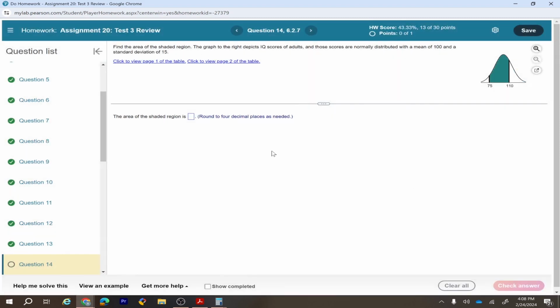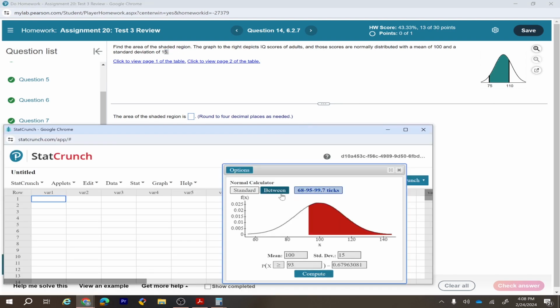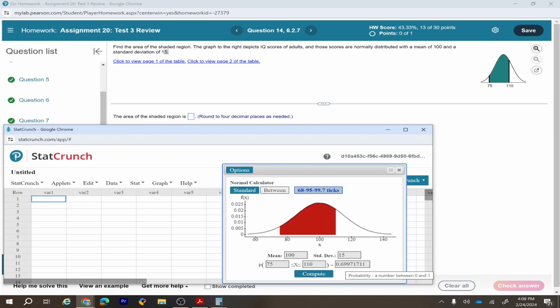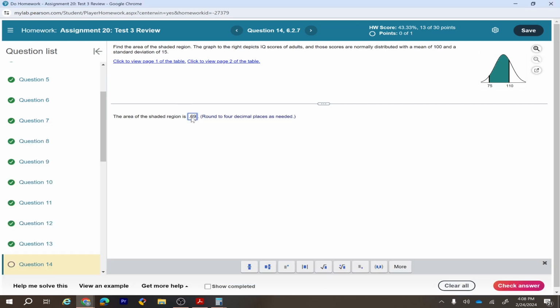We would like to find out, for this IQ test, the area from 75 to 110. The mean is 100 and the standard deviation is 15. Find the area under the curve. Exactly the same calculator, but this time choose between 75 and 110, with mean 100 and standard deviation 15. Calculate the area under the curve. It's 0.6997. So that's the probability or the area.